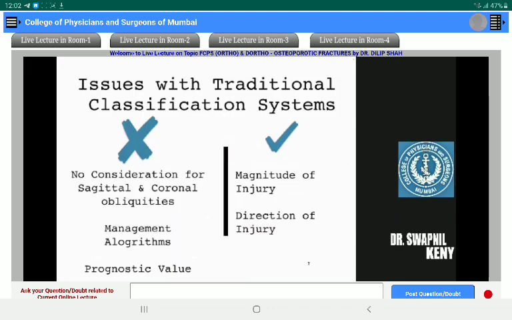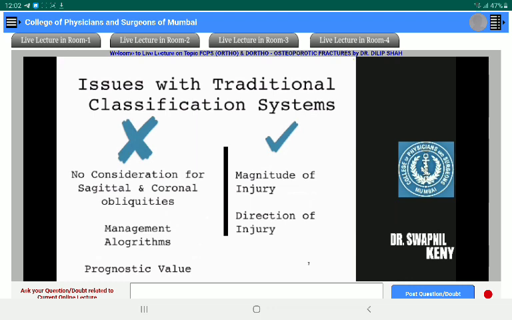But if you actually look at it, there are certain issues with this traditional classification. It definitely tells you about the magnitude of the injury. There is no question about that. It also tells you the direction of the injury as to flexion type, extension type, type 1, type 2, type 3, where type 1 is the least severe, type 4 is the most severe. However, it does not take into consideration the sagittal and the coronal obliquities because these fractures have different configurations. And hence, you cannot have a single treatment approach to different kinds of configurations of fracture.